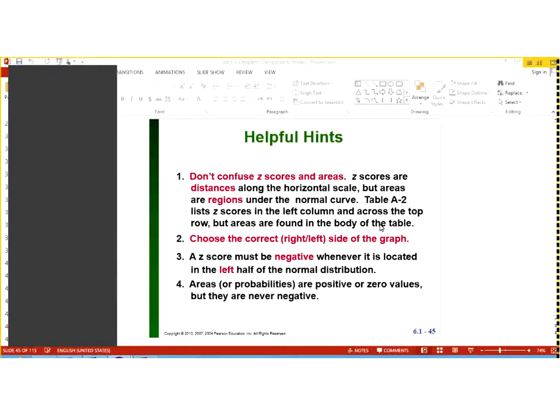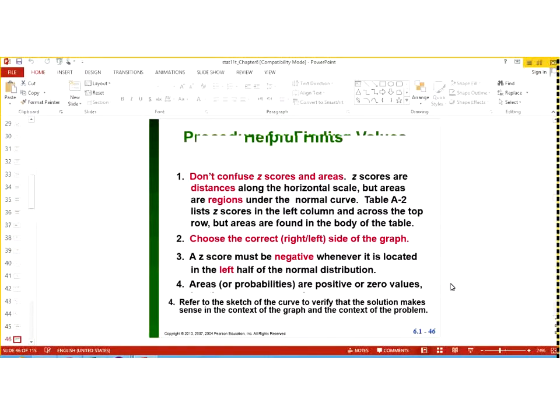I think we finished this slide, right? We finished this slide, right? So let's complete from here.